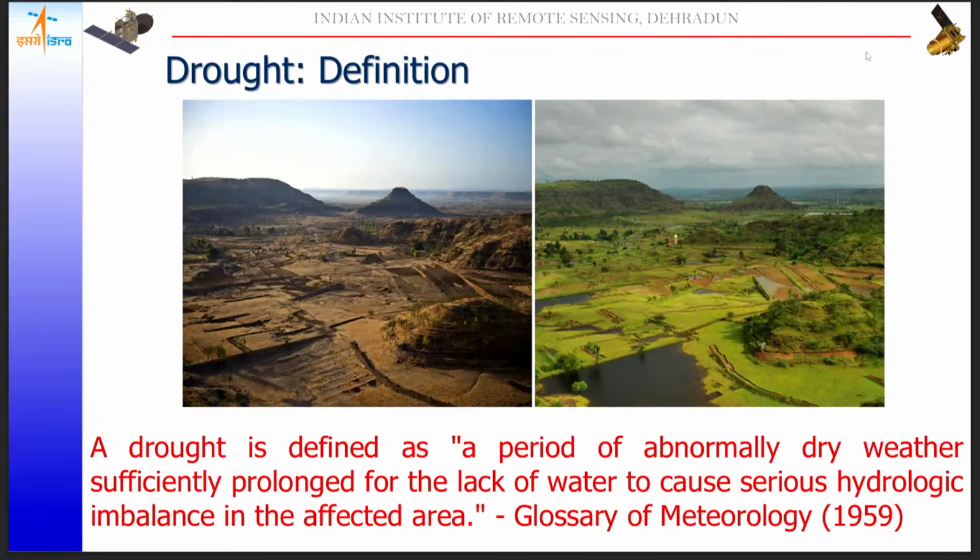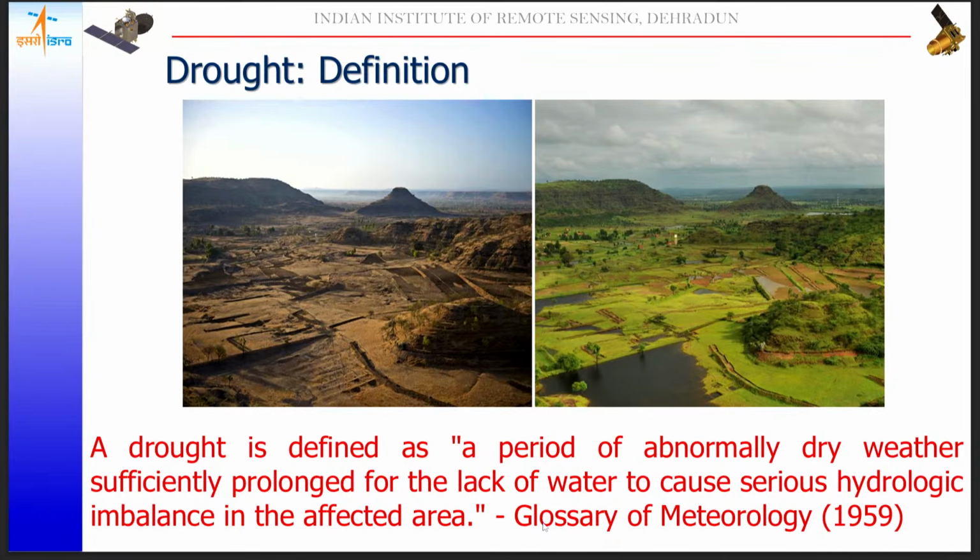So, coming to the straightforward definitions. Most people have an idea that a lack of moisture, lack of water availability, or lack of rainfall may be a situation of drought, and that defines the drought phenomenon. But there are scientific or technical definitions which give you a more detailed idea, as defined in the Glossary of Meteorology in 1959: a period of abnormally dry weather sufficiently prolonged.